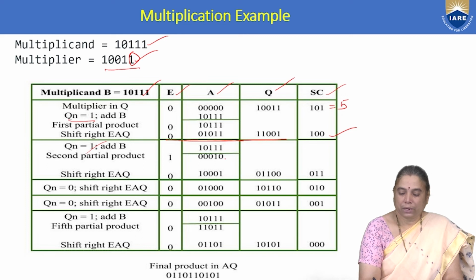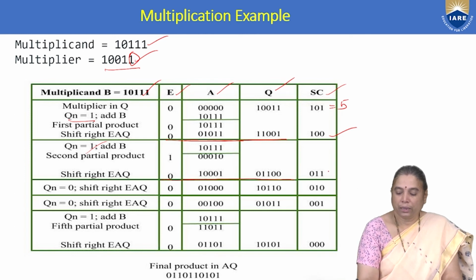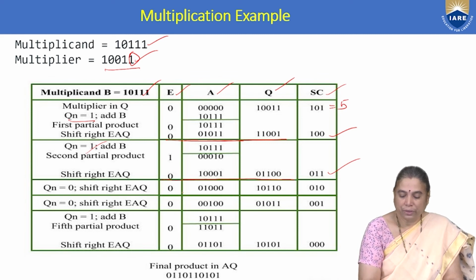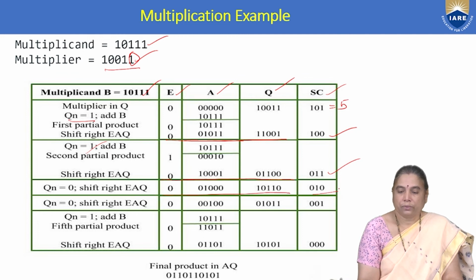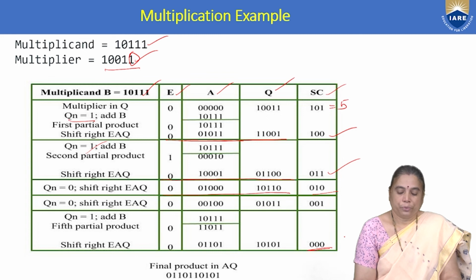Again, the addition operation can be applied and the shift right operation can be applied on EAQ. Decrement the counter, so it is 3. Checking here, the Qn value is 0, so the addition operation is not needed here. The shift right operation is performed on EAQ and the sequence counter is decremented. This process is repeated until the sequence counter becomes 0.